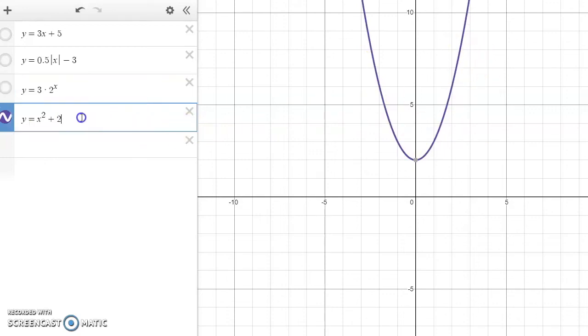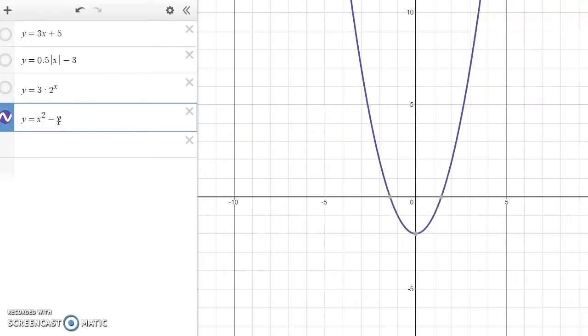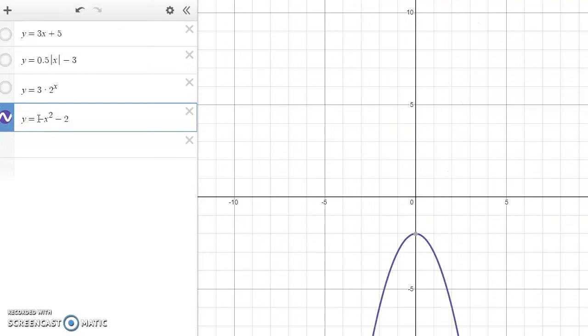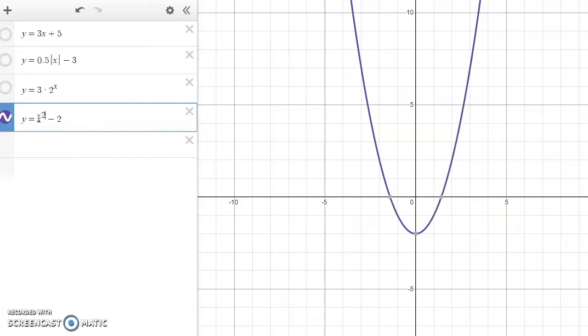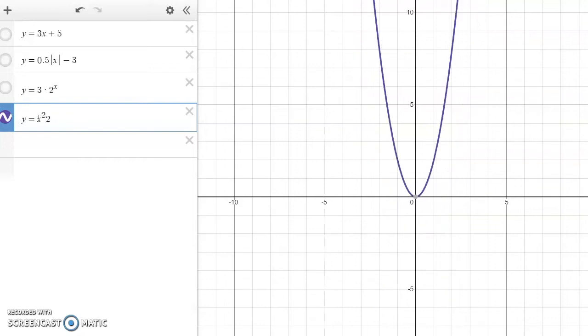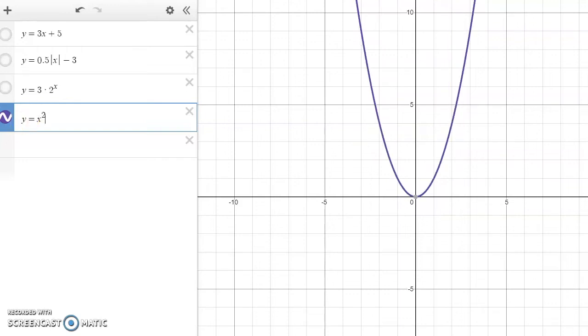And if I had something like plus 2, the vertex moved up 2. If I had something like minus 2, it moved down 2. If I had a negative sign in front, it flipped. So these are all very similar rules that actually do translate from one function to the next. And this is an example of our parent function.